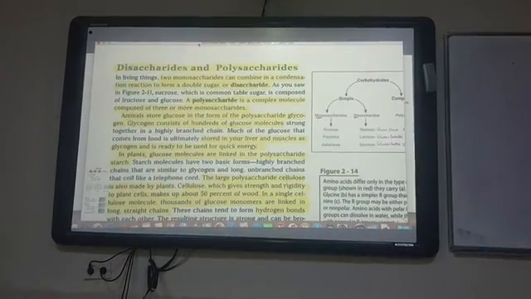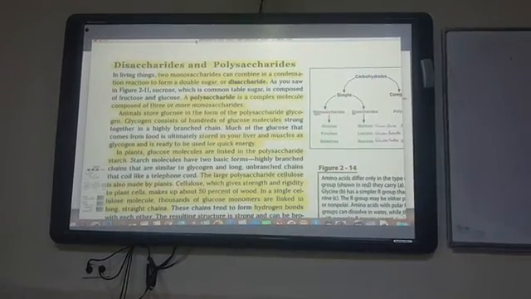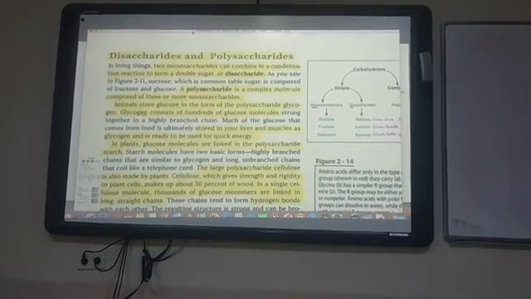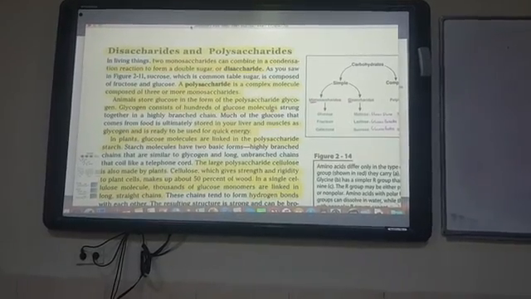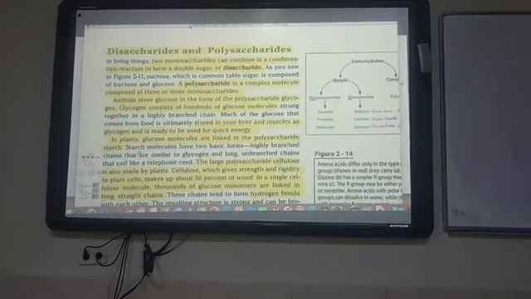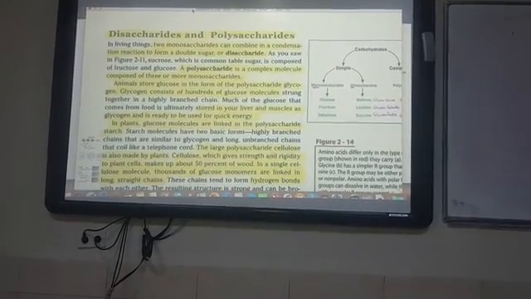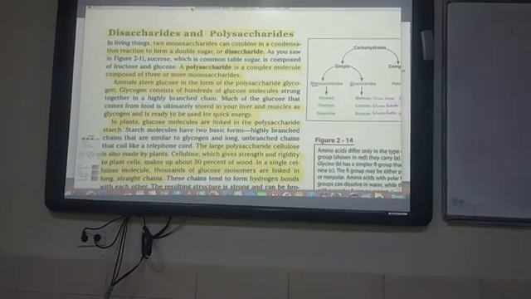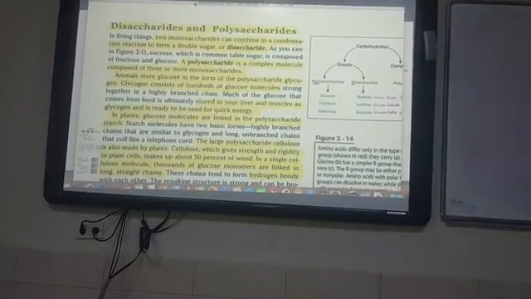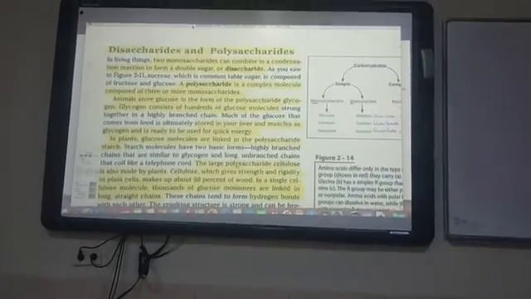Polysaccharides again: there's a question about glycogen. Glycogen consists of hundreds of glucose molecules, and this sentence is important. Cellulose and fibers give strength and rigidity to plant cells. This is also important. Disaccharides are double sugars, polysaccharides are complex sugars.